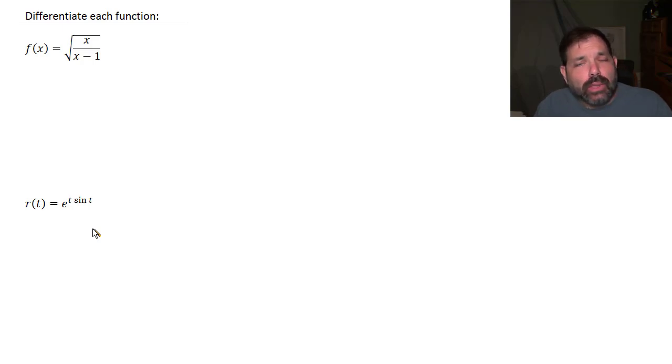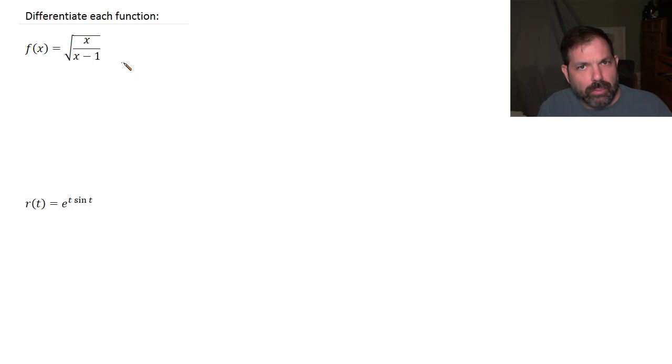Hello again. So now that we have some of the basic concepts down, we've seen some examples of how to apply the chain rule. Let's look at a few more complicated exercises and applications. So here we are asked to differentiate a couple functions. The first one, the function is the square root of the quantity x over x minus 1.